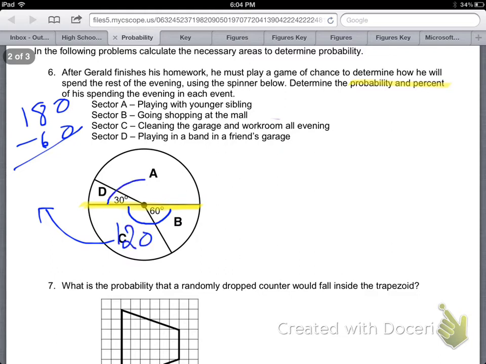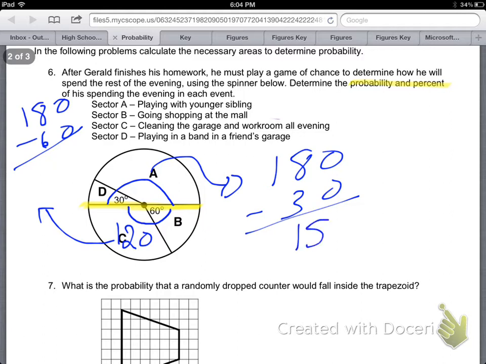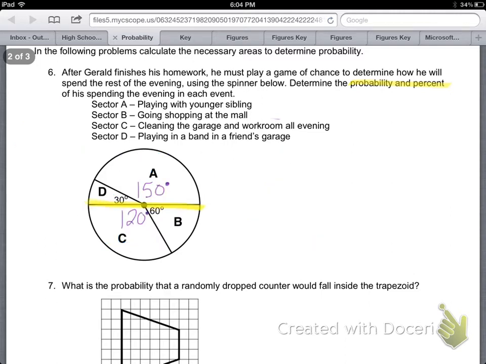Same for the top, from here to here, 180. So to find A, 180 minus 30 gives you 150. So that's 150 degrees. Let me make it nicer. So now we have all the degrees.